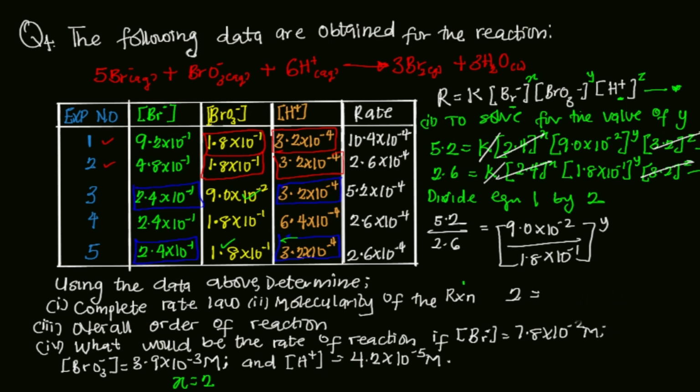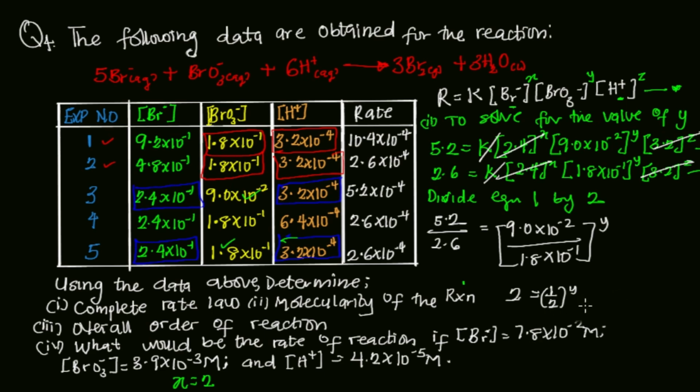Let's see everything here as well. We're going to have 9.0 times 10 raised to the power of minus 2, divided by 1.8 times 10 raised to the power of minus 1. Let's see what we're going to have. That's 1 over 2. So here we're going to have 1 over 2 raised to the power of y. Now, this is how we like to solve this question.